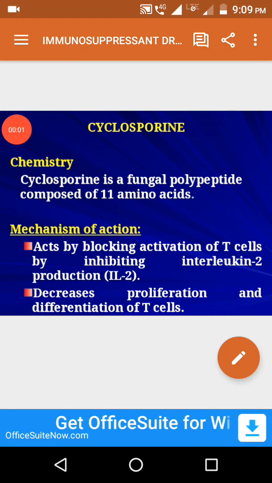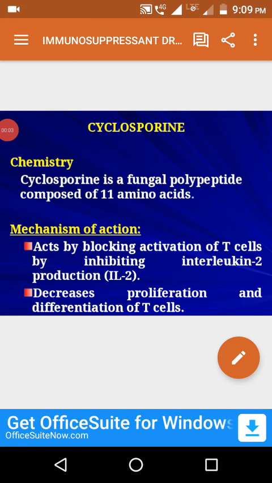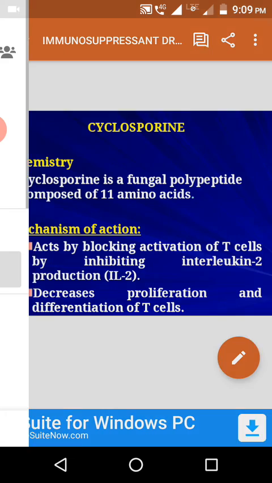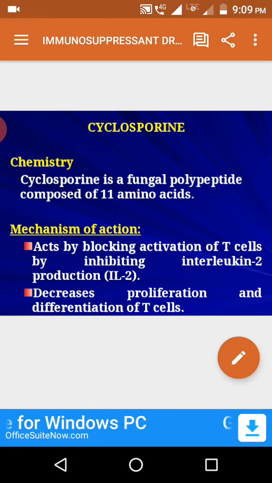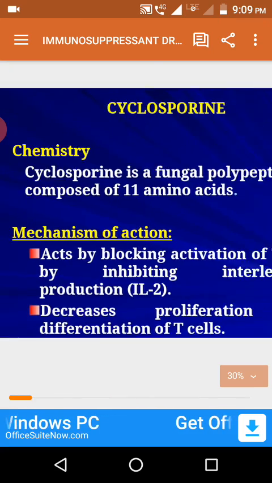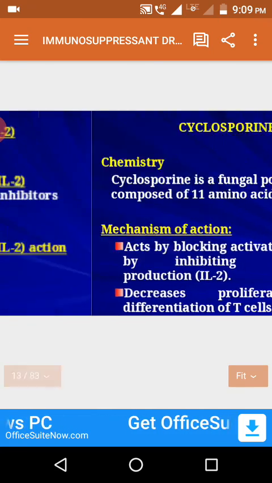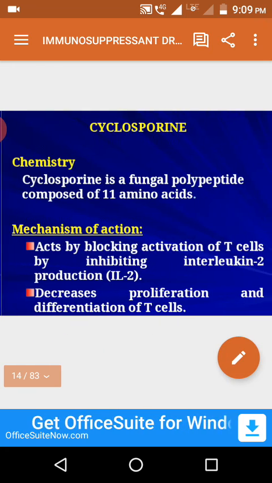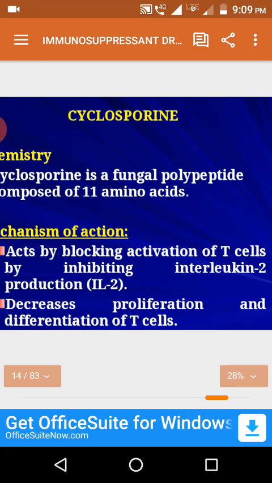Now we are going to discuss the immunosuppressants one by one. First, immunosuppressors are drugs which inhibit interleukin 2 synthesis and production. Example, the first drug is cyclosporin.